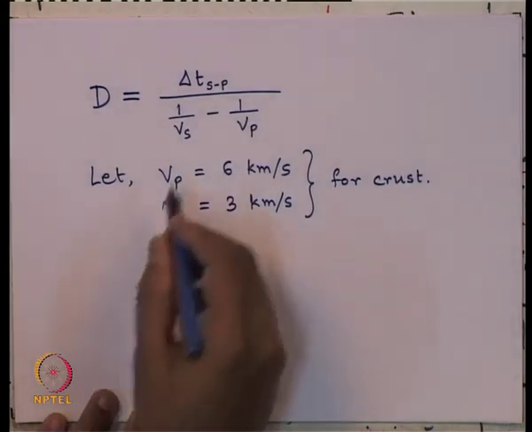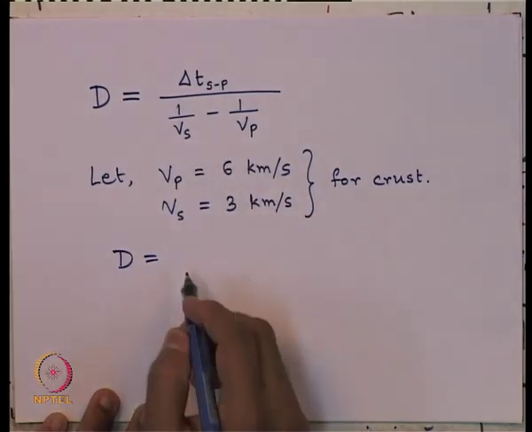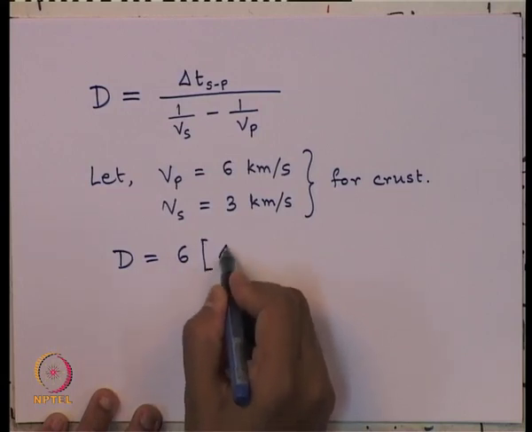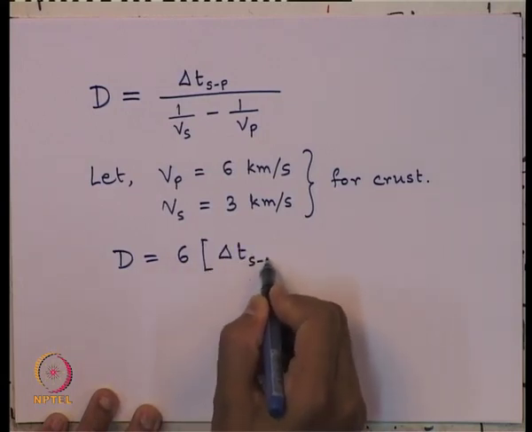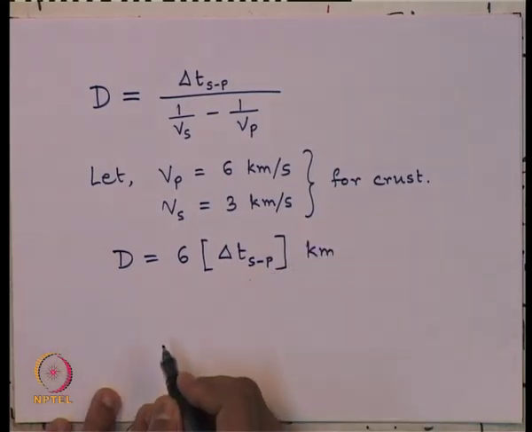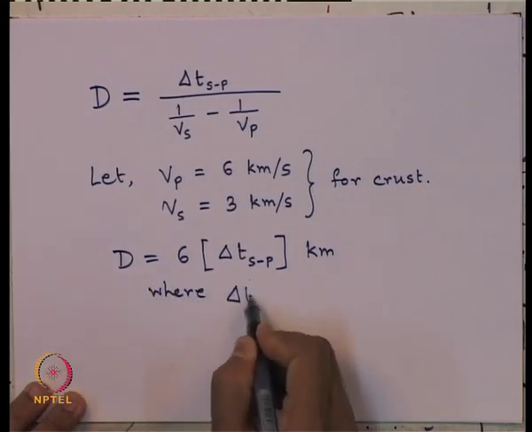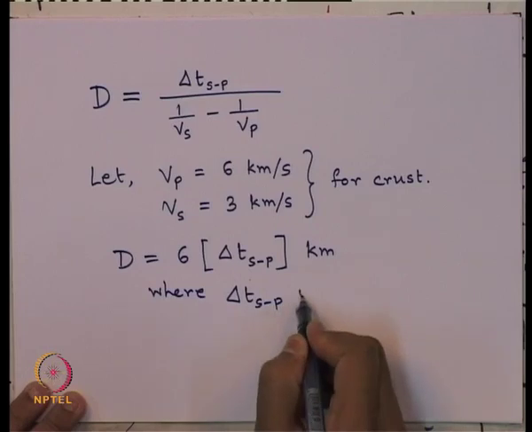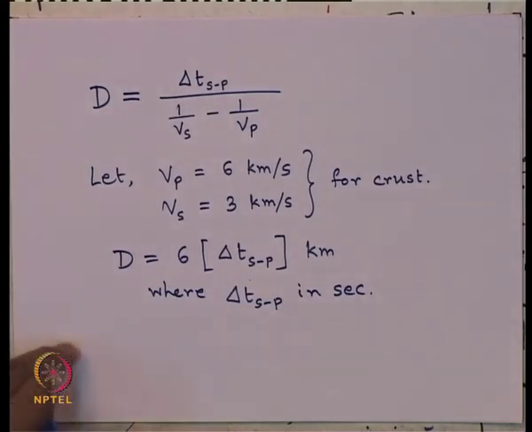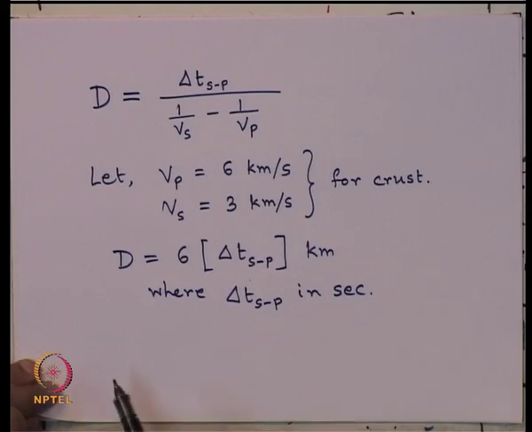Now, if you simplify this after putting these values over here, d comes out to be 6 times this value of delta t s minus p, so much of kilometer, where this delta t s minus p is in the unit of second. This is valid because we have taken this as second. So, we have to estimate this delta t s minus p for the three stations.